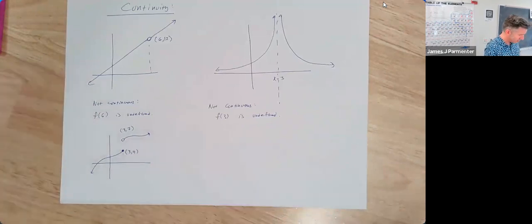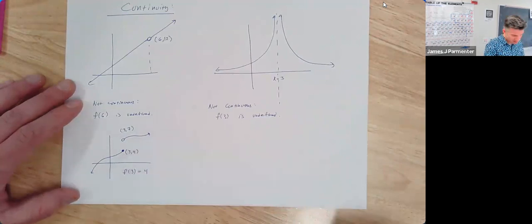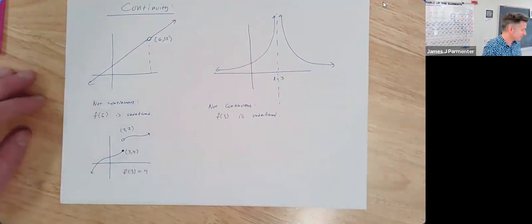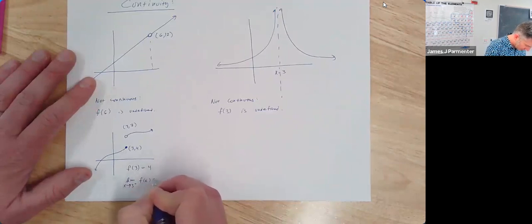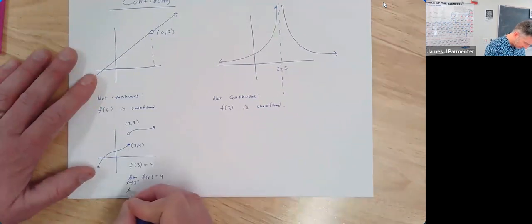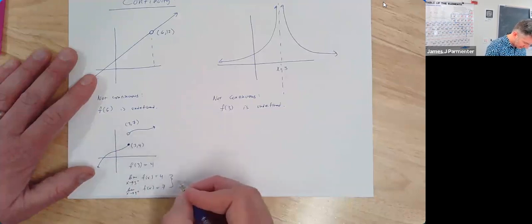f of 3 exists, I'll point out. f of 3 is equal to 4. The problem here is the limit doesn't exist. The limit as x approaches 3 from the left-hand side is equal to 4, while the limit as x approaches 3 from the right-hand side is positive 7. And that means the limit doesn't exist.